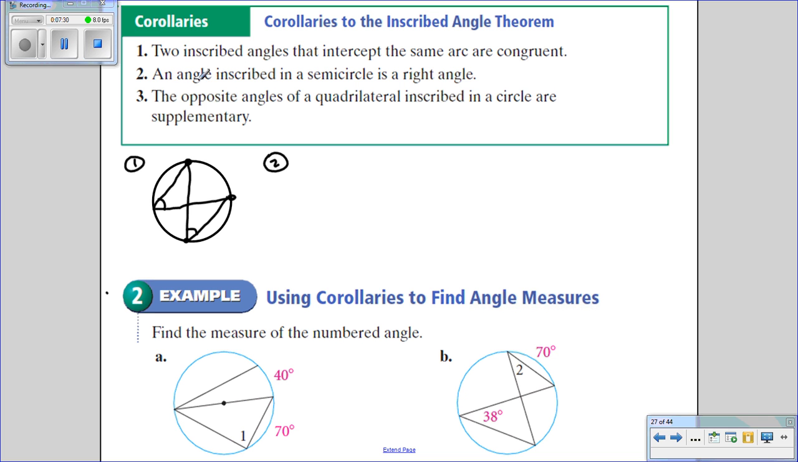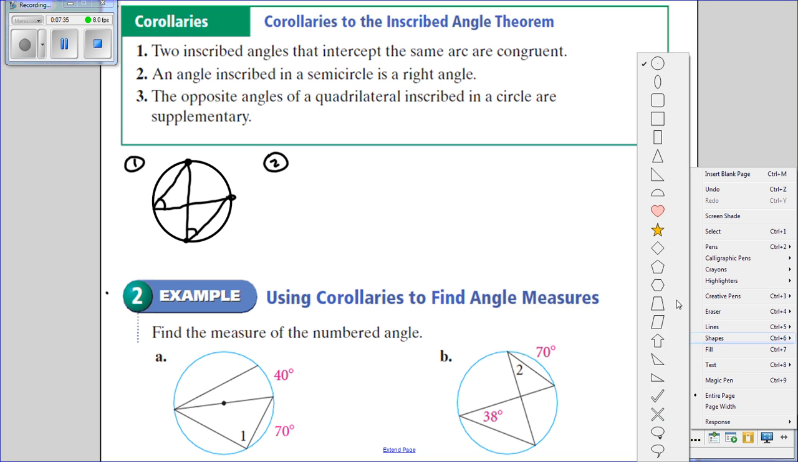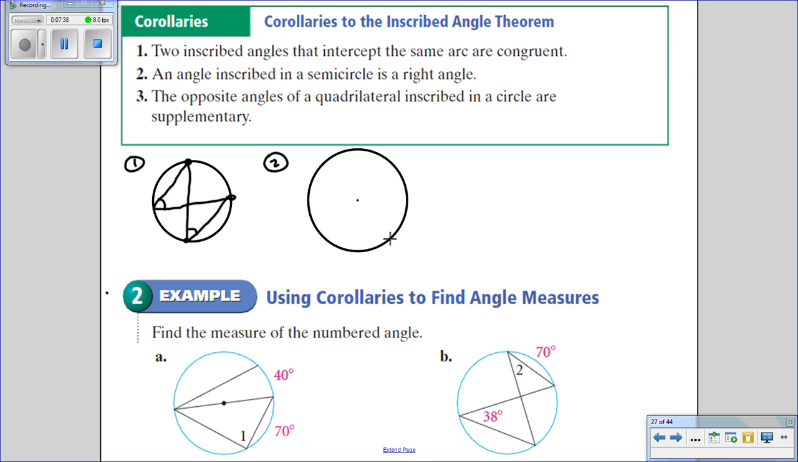The second one says an angle inscribed in a semicircle is a right angle. Let's take a look and see how that works. So let's do a little diagram here. If I had a semicircle, so if I had an angle that intercepted a half circle, let's say I had this angle like this. There's our inscribed angle right here. Now a semicircle is 180, so that means an inscribed angle that intercepts 180 would obviously be 90.